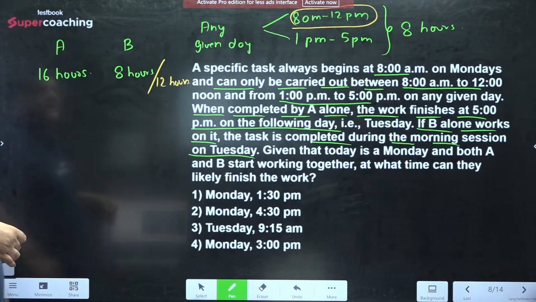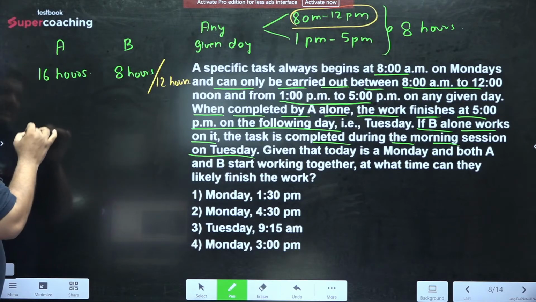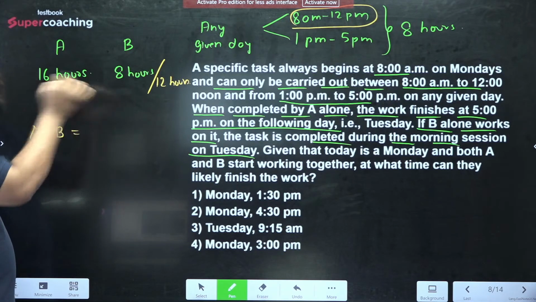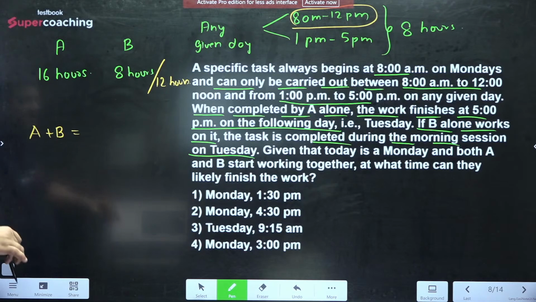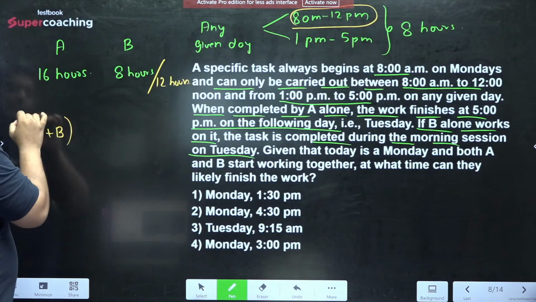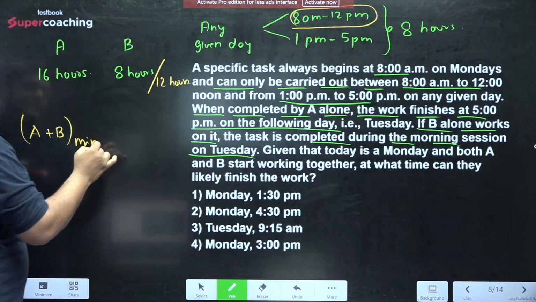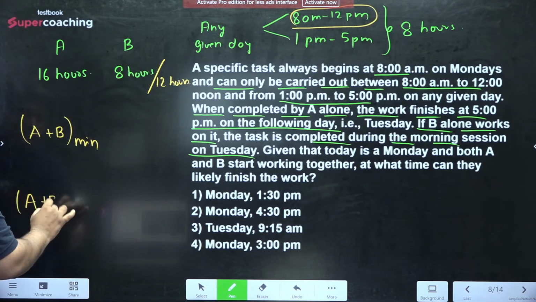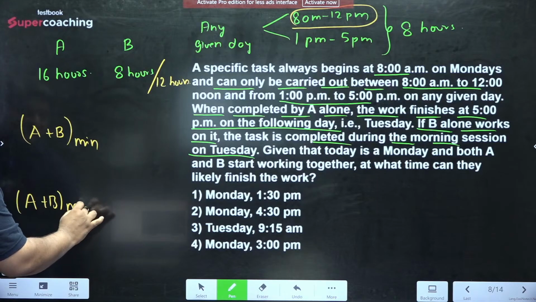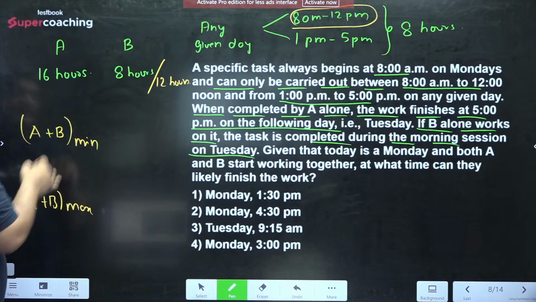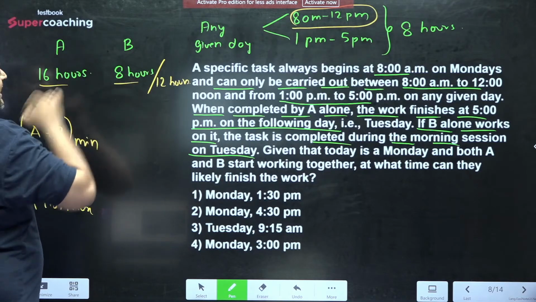अब अगर वो साथ में काम कर रहे हैं, इफ A and B are working together, तो फिर काम मिनिमम कितनी देर में फिनिश हो सकता है ये निकालना है. ओके. और मैक्सिमम कितनी देर में फिनिश हो सकता है. चलो गाइस, अगर A और B साथ में काम कर रहे हैं तो मिनिमम टाइम कितना लगेगा काम को फिनिश होने में, और अगर A और B साथ में काम कर रहे हैं तो मैक्सिमम टाइम क्या लगेगा फिनिश होने में, ये निकालना है. अगर मिनिमम टाइम निकालना है तो आई हैव टू कंसिडर 16 hours for A and 8 hours for B.